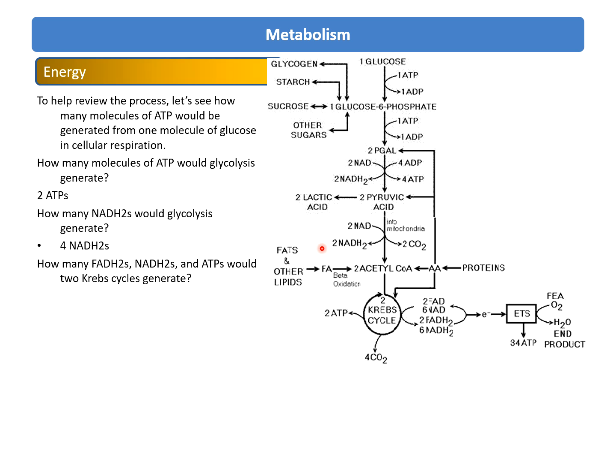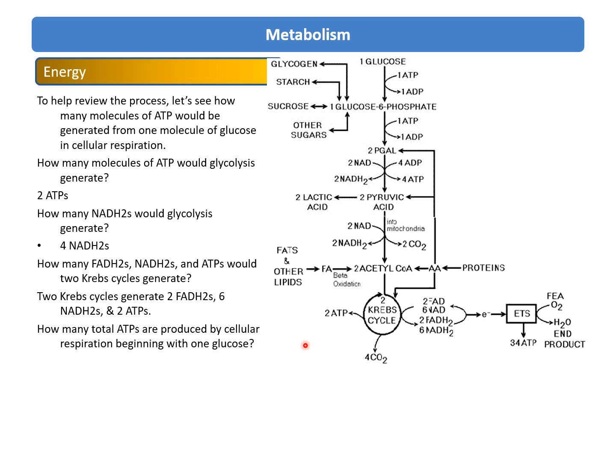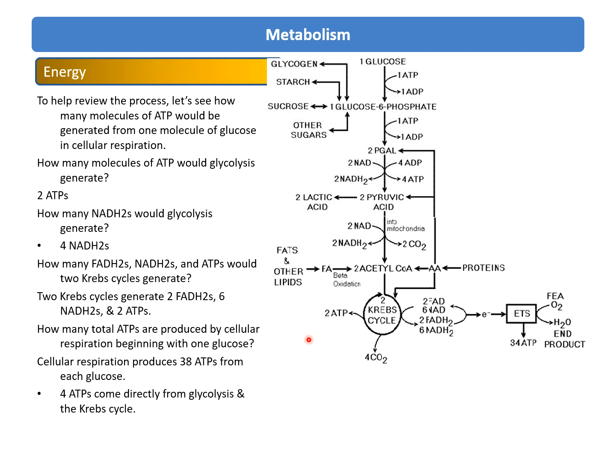How many reduced coenzymes and ATPs would 2 Krebs cycles generate? The 2 Krebs cycles would generate 2 FADH2s, 6 NADH2s, and 2 ATP molecules. How many total ATPs are produced by cellular respiration? Cellular respiration would produce 38 ATPs from each glucose. 4 come directly from glycolysis and the Krebs cycle. That's the substrate level phosphorylation.